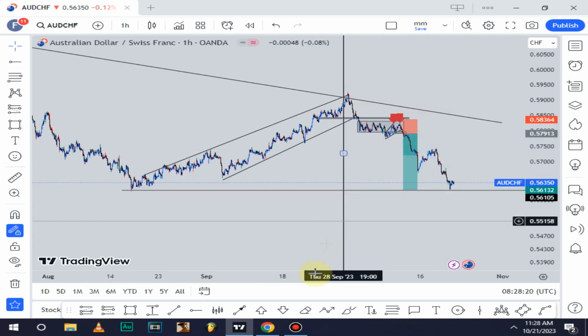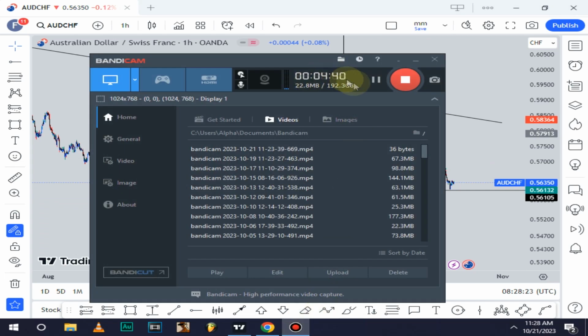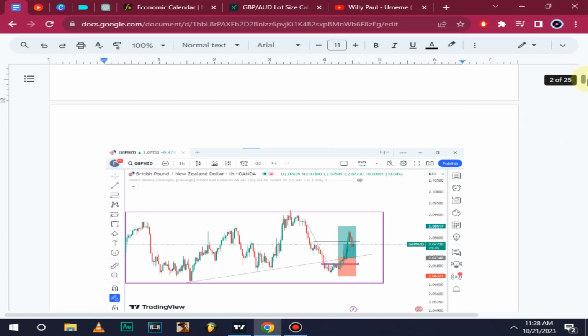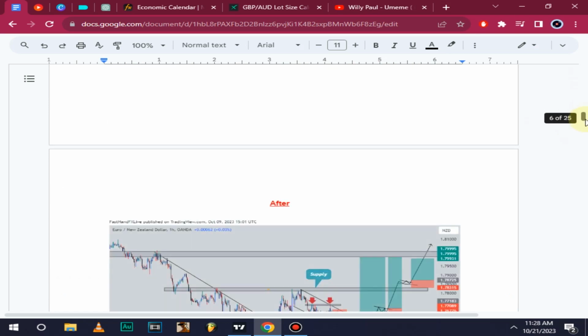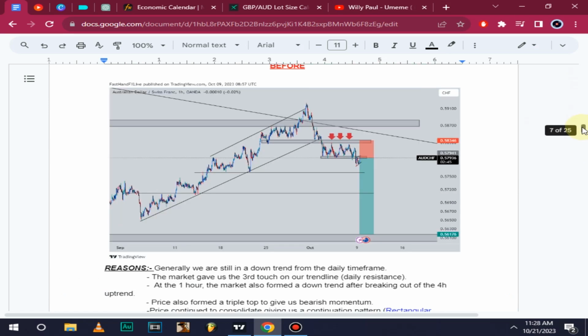Okay, so let me show you. Let me look out for that Aussie Swiss franc over here. You can see this is it. So that was around October 9th. Right, so the reasons why I did take the trade were these.